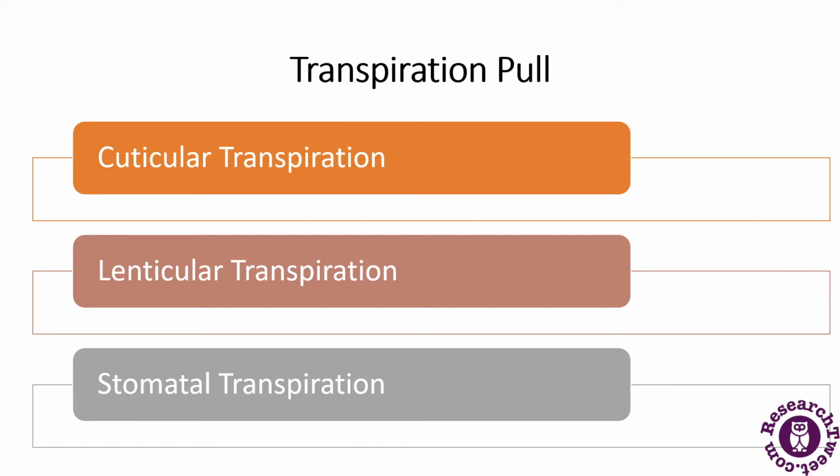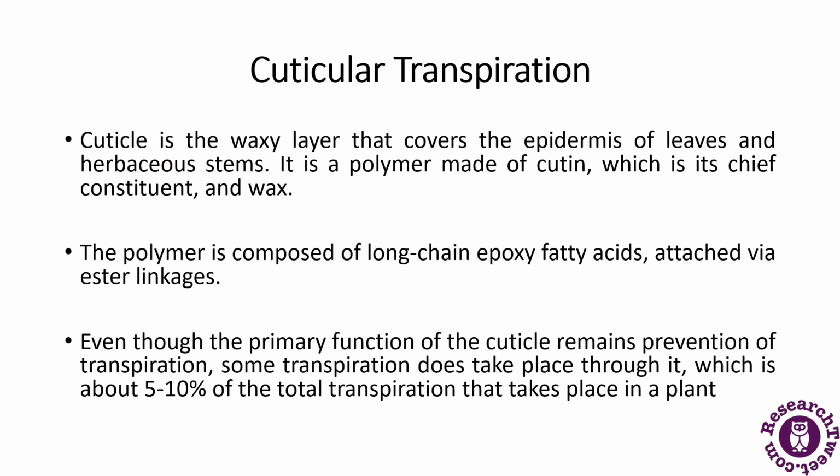Transpiration has been further divided into three parts: cuticular transpiration, lenticular transpiration, and stomatal transpiration. Cuticular transpiration takes place through the cuticles of the plants, lenticular through the lenticels, and stomatal by the stomata. We will be discussing each of these in detail. First we will start with cuticular transpiration.